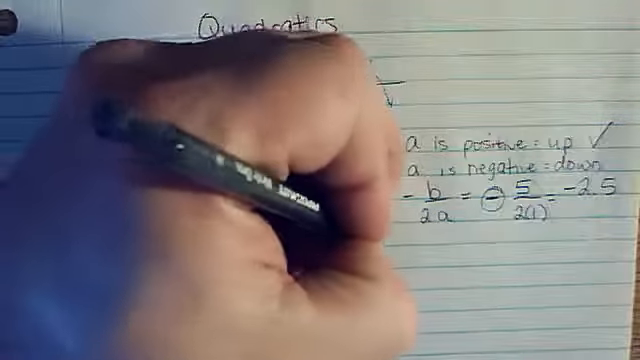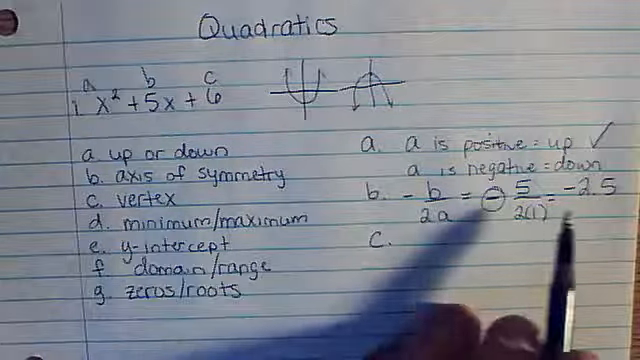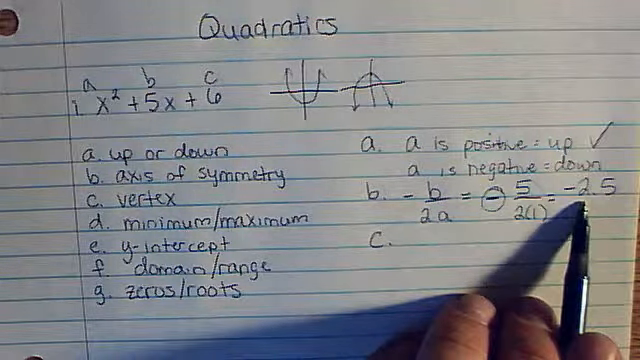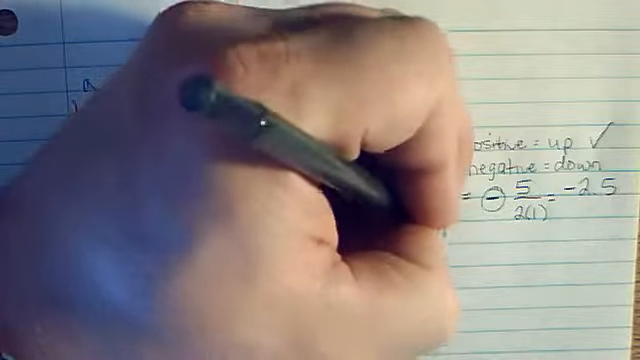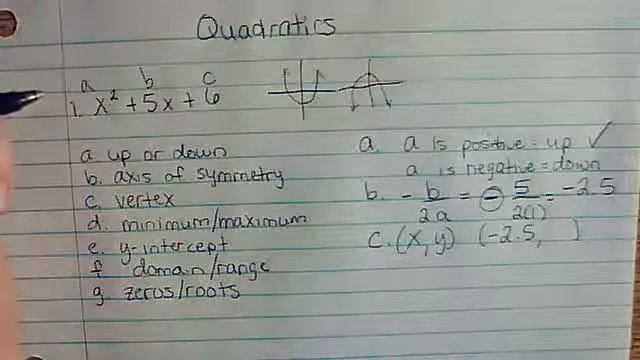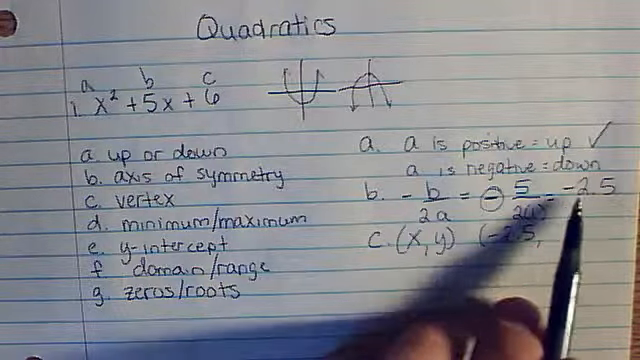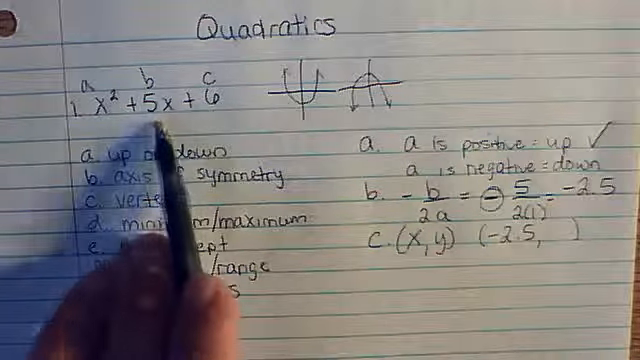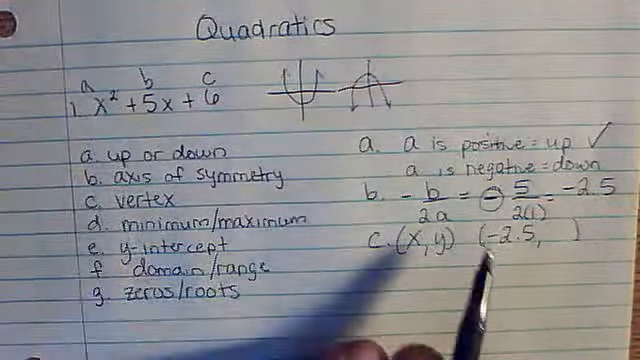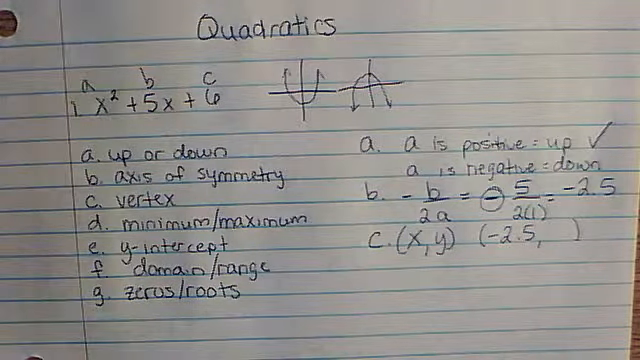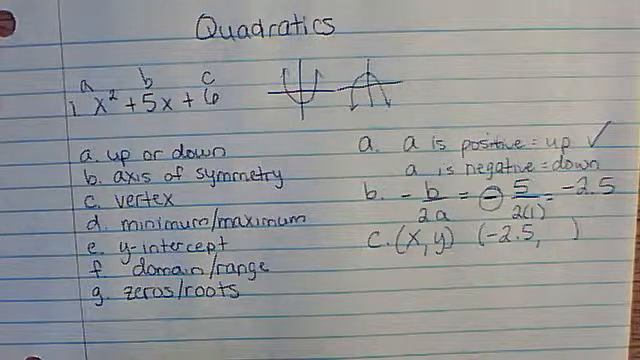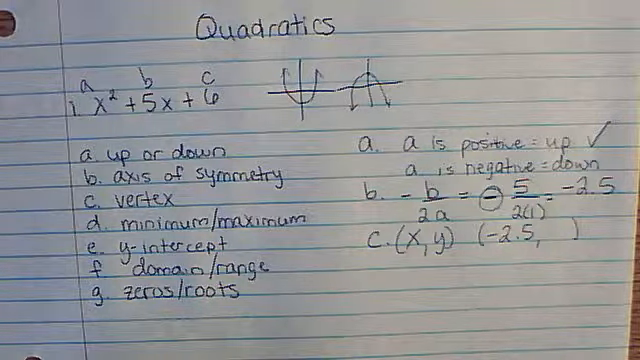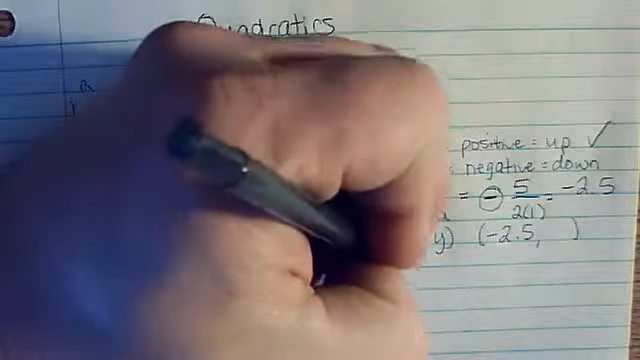Now, this also helps me figure out my vertex, because this answer of negative 2.5 becomes the x value of my vertex. So I know that my vertex is a coordinate of x comma y, and right now I already know my x value, which is negative 2.5. The way that I find my y value is by taking this x value and plugging it into this function. Negative 2.5 squared plus 5 times negative 2.5 plus 6. So if you do negative 2.5 squared, you'll get a positive 6.25.